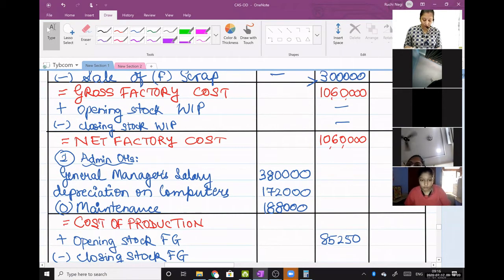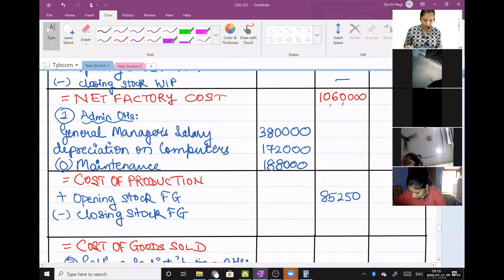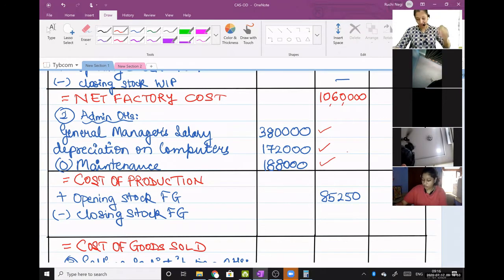Then admin overheads. There are three items under admin overheads. General manager's salary, 3,80,000. Depreciation on computer, 1,72,000. And office maintenance, 1,88,000. And we know the inner column total goes in the outer column.